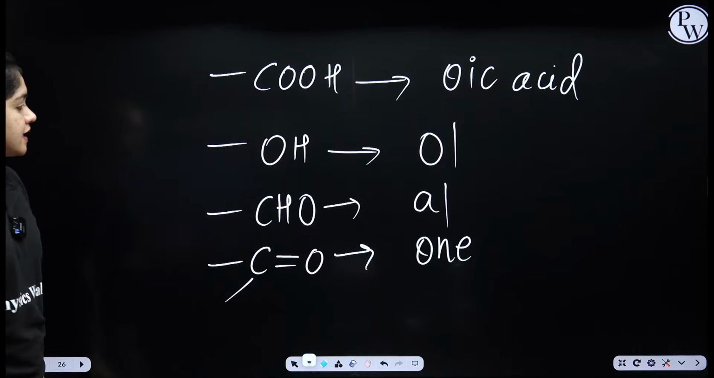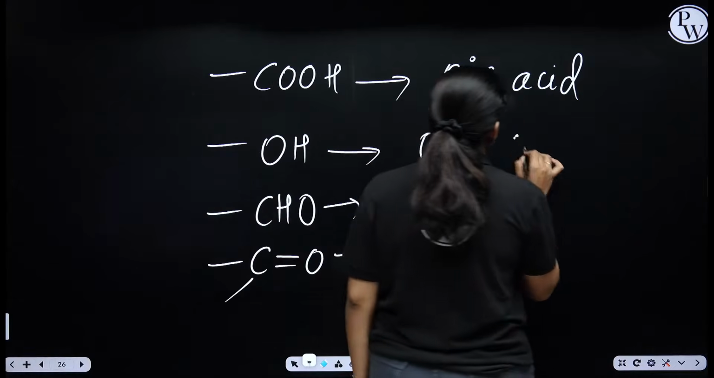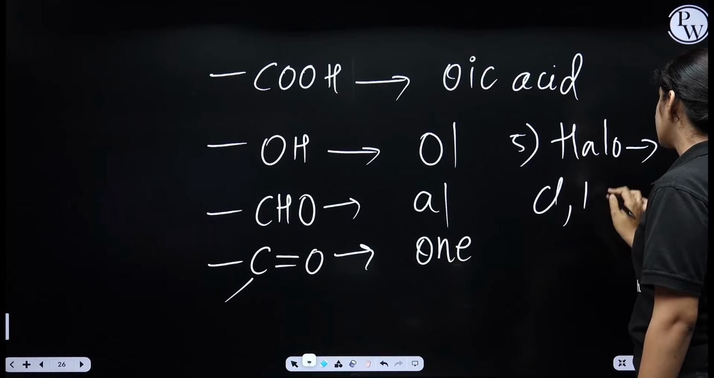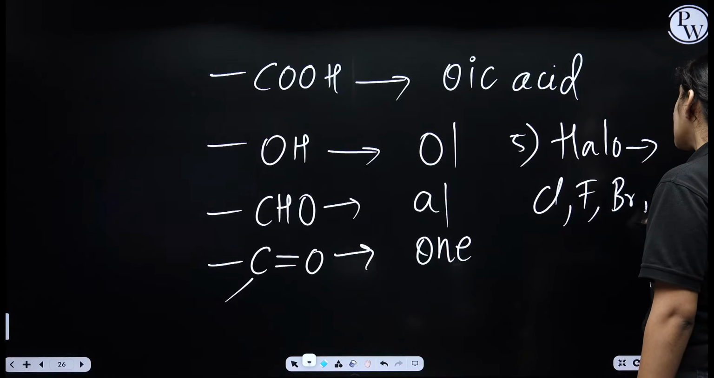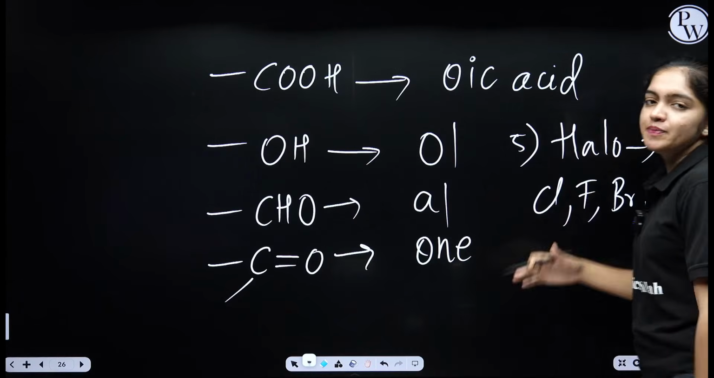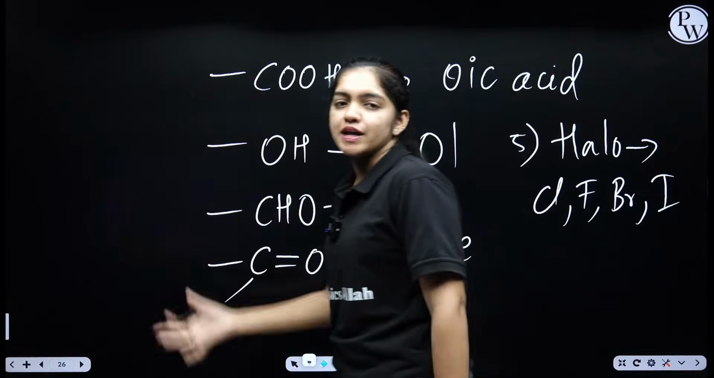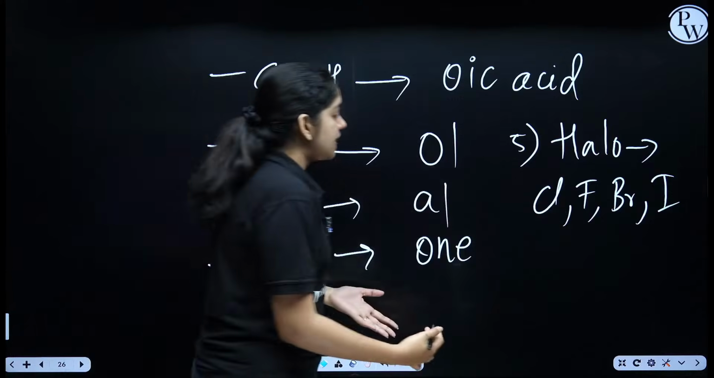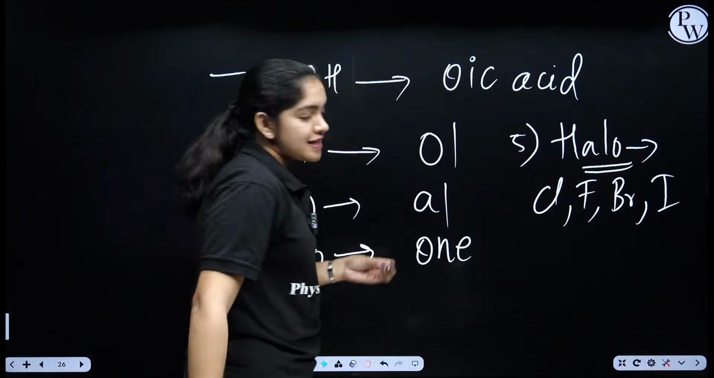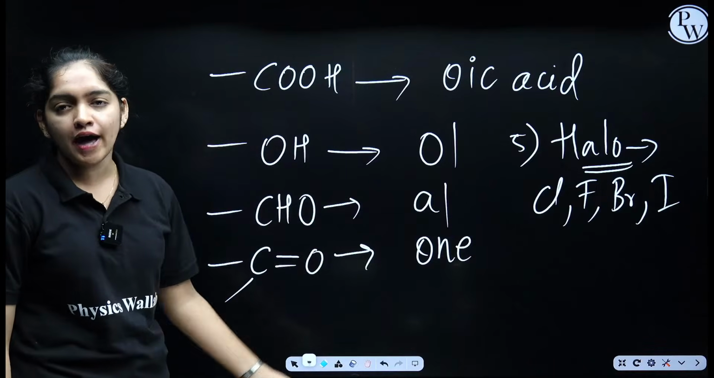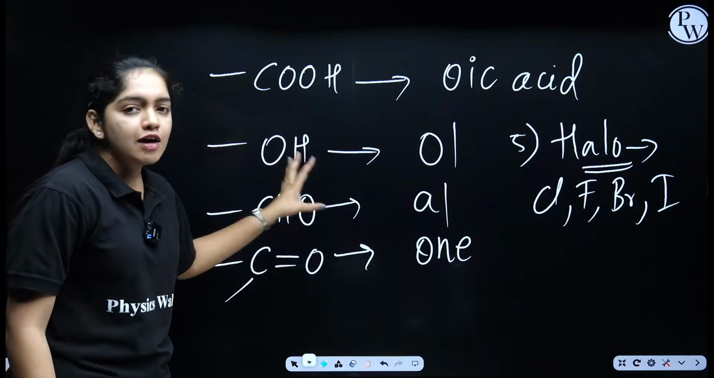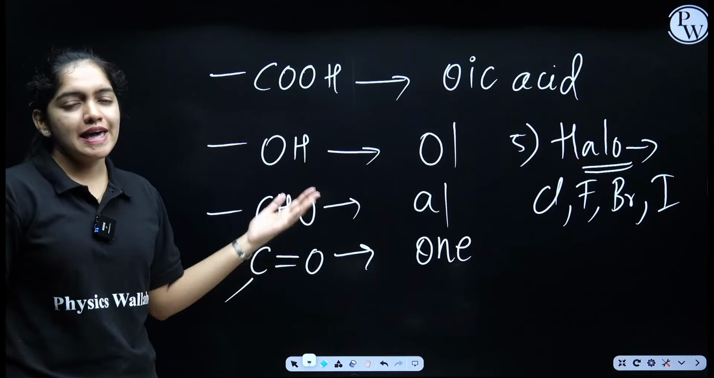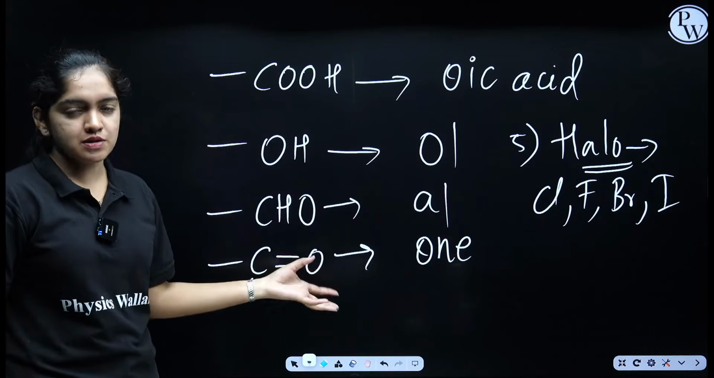Got it? Then the fifth one is halogens. The halo functional group, and the main four halogens are chlorine, fluorine, bromine, and iodine. Their name will be written first, not at the end like the other functional groups: chloro, fluoro, bromo, iodo. So these are the main 5 functional groups that we learn in class 10. In class 11, we learn extra functional groups like ester, ether, and amino groups.